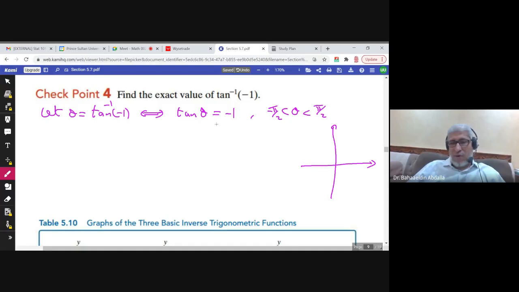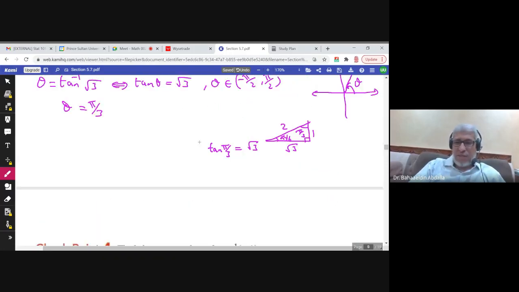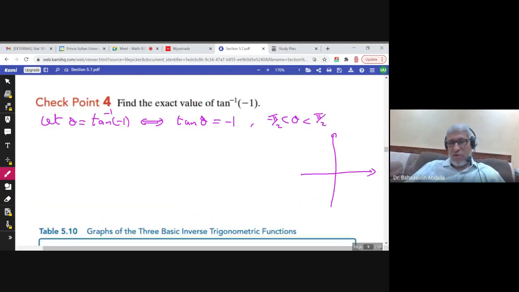If you remember, 1 is not obtained from this triangle, okay? You cannot find tan equal to 1 here because tan is 1 over square root of 3 or square root of 3 over 1. So you have to use the other triangle, which is the 45, 45 triangle, pi over 4. Here we know that this is 1 and this is 1. So tan pi over 4 is 1. So we know that the reference angle of this theta is pi over 4.